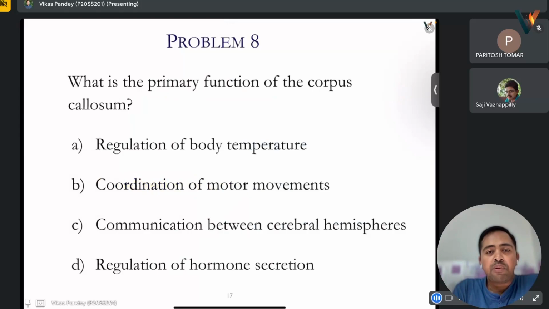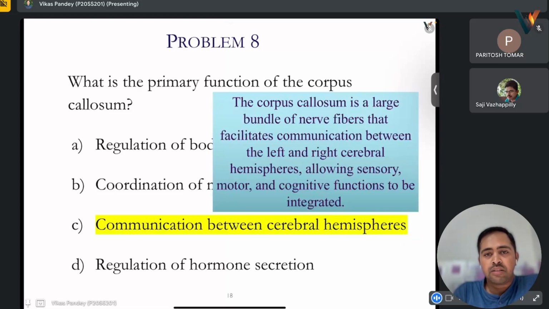Okay. What is the primary function of the corpus callosum? Regulation of body temperature, coordination of motor movements, communication between cerebral hemispheres, or regulation of hormone secretion. Communication between cerebral hemispheres. Okay, any other answers? It's a large bundle of nerve fibers that allows communication between the left and right cerebral hemispheres, allowing sensory, motor, and cognitive functions that need to be integrated.